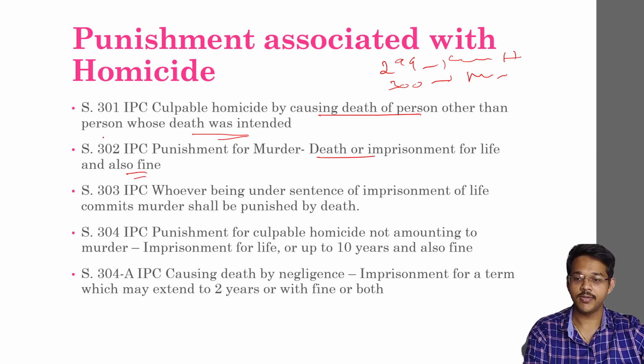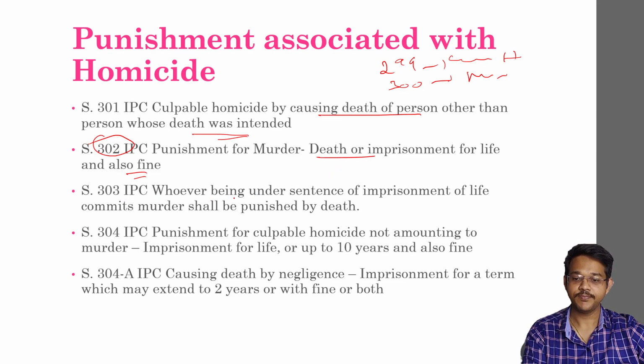302 is the ultimate punishment given for any committed murder. So this includes death by hanging or imprisonment for life. 303 IPC applies to those under sentence of imprisonment for life. If a person who is already under life imprisonment commits murder, then it is punishable by death. So here the person is already in jail and he commits a murder during the period of life imprisonment. Then he is judged under 303 IPC and he is sentenced to death by hanging.